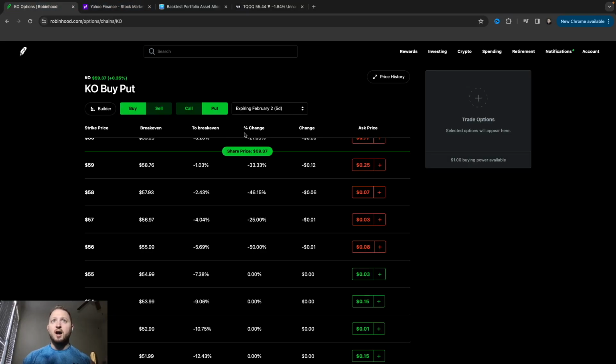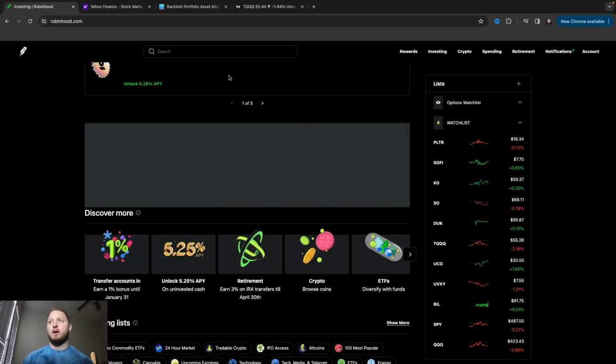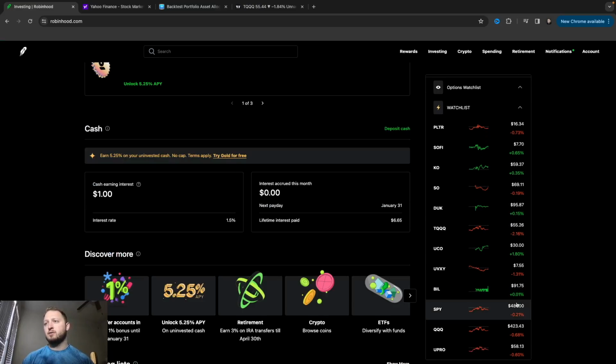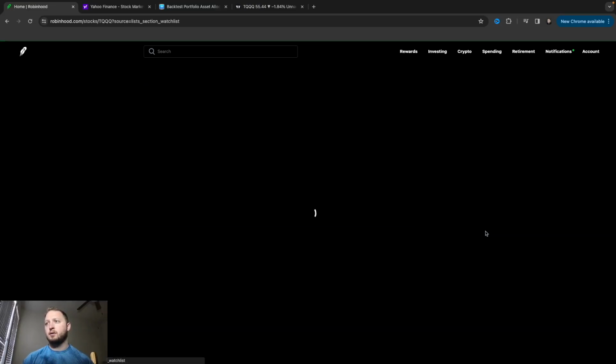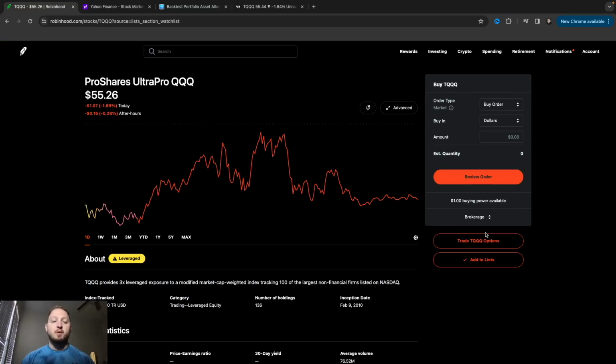So I am just going to go back here to the beginning of my Robinhood. I should have the Q's up here. Yeah, I do. So this just mimics the Q's, the QQQ, which is the NASDAQ ETF.